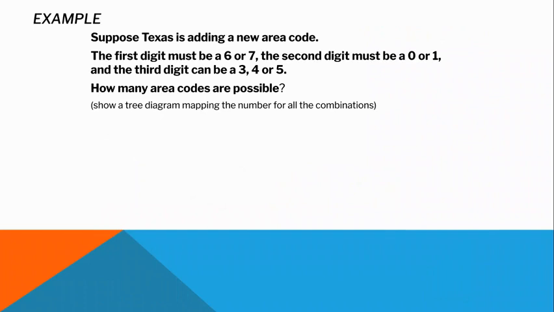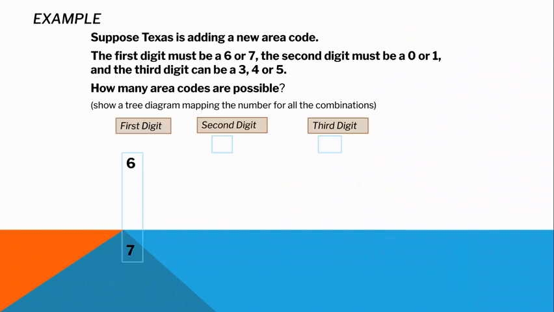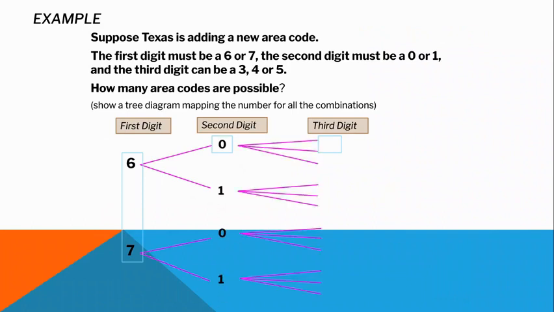So we're going to show you in a tree diagram how we might think about this. If the first digit has to be a 6 or a 7, that branches out to the second digit, which is a 0 or a 1, and then that branches to a third digit, which could be a 3, 4, or 5. So if you count in that third column, you'll see that there are 12 ways we could get an area code.